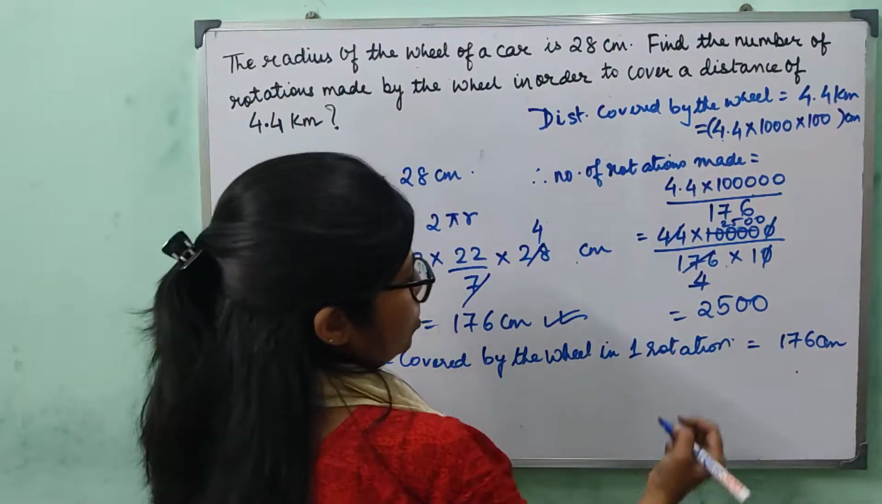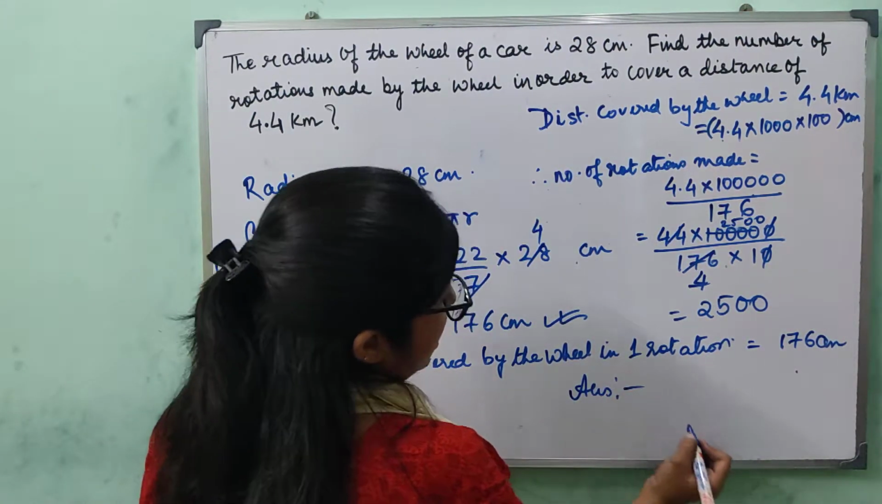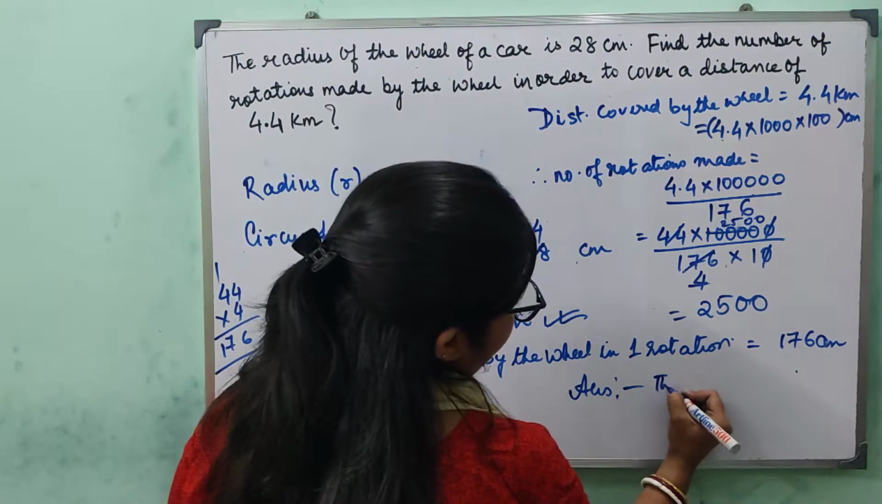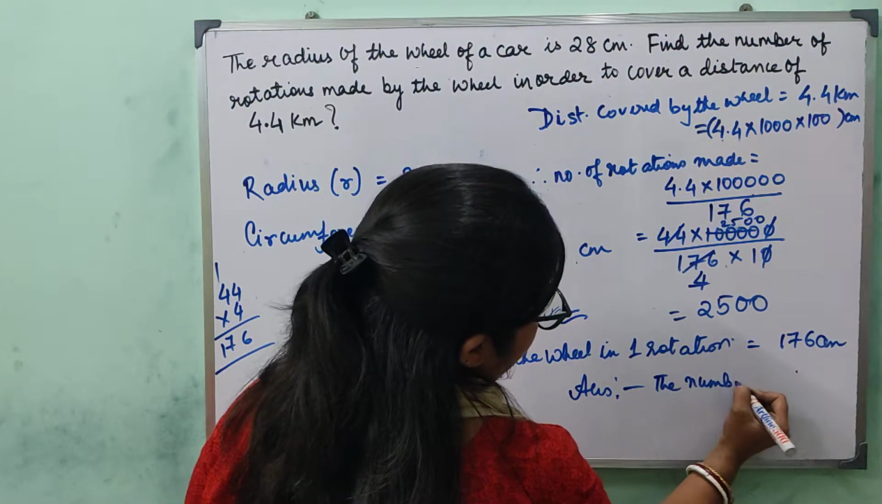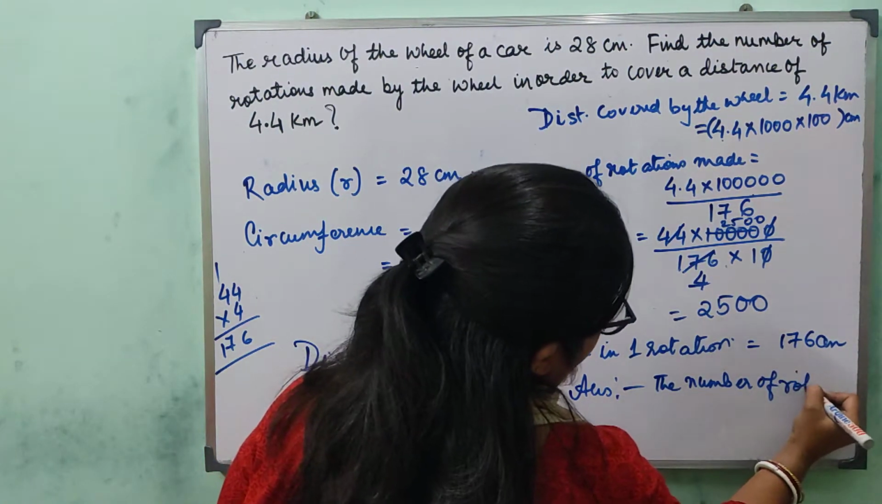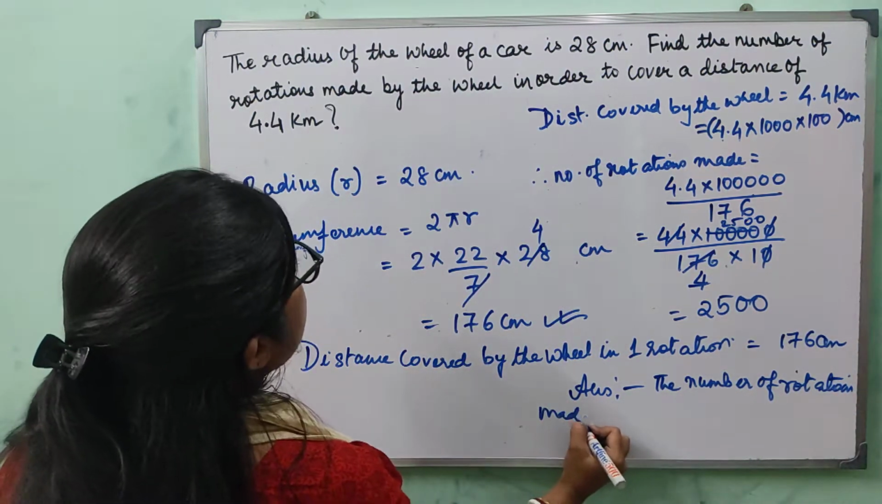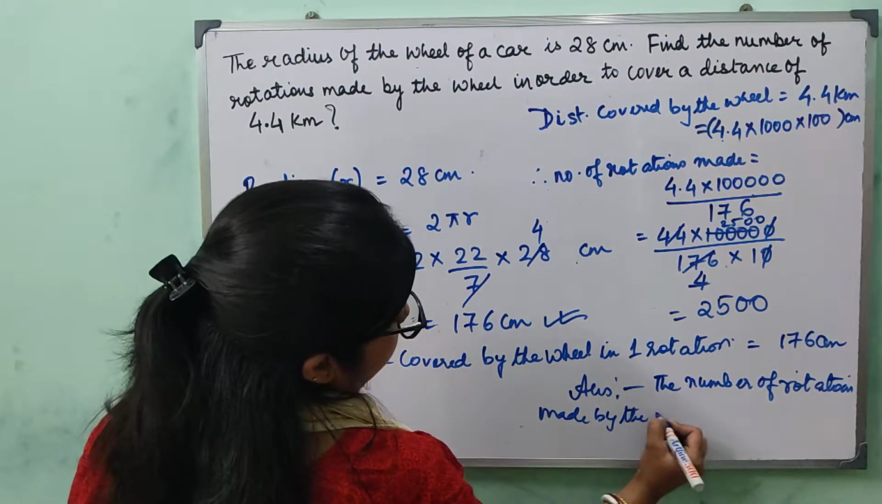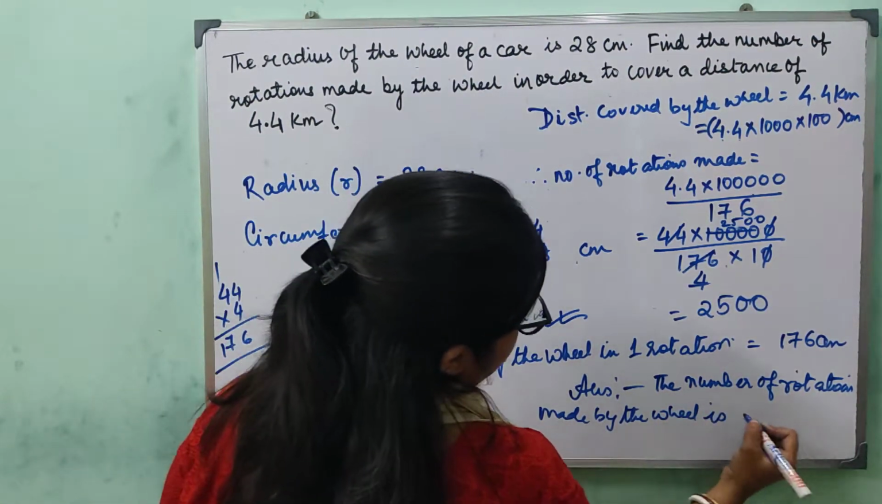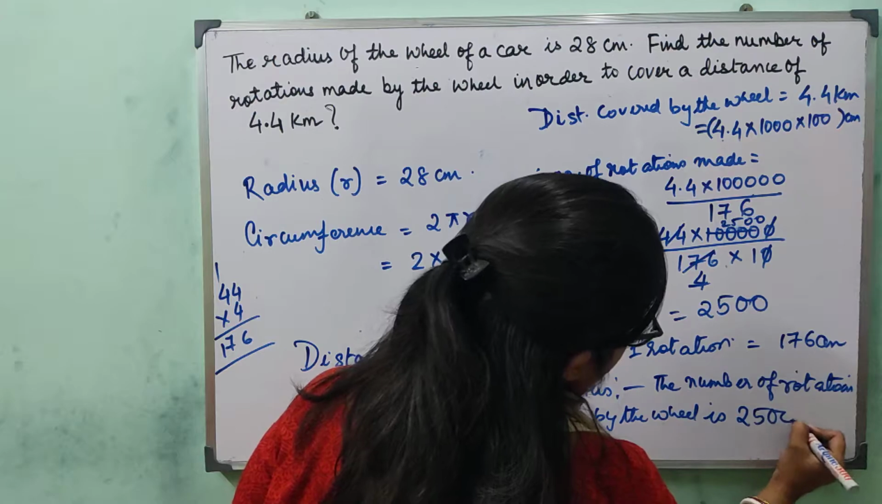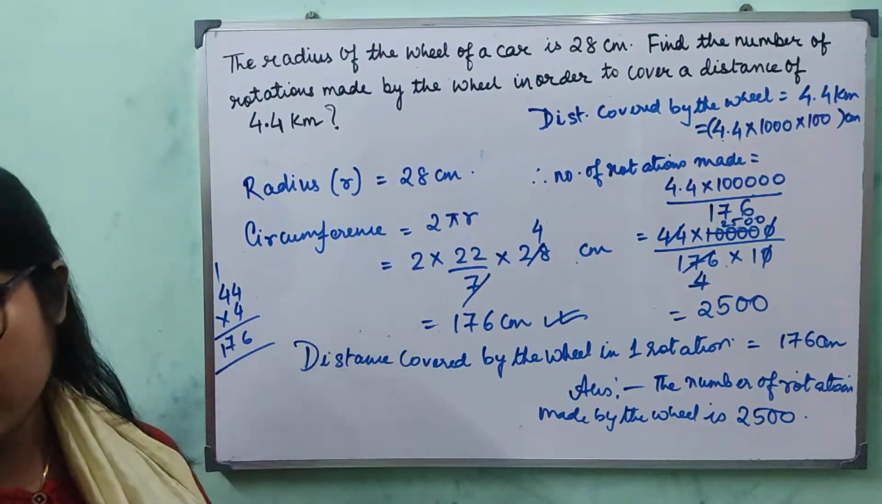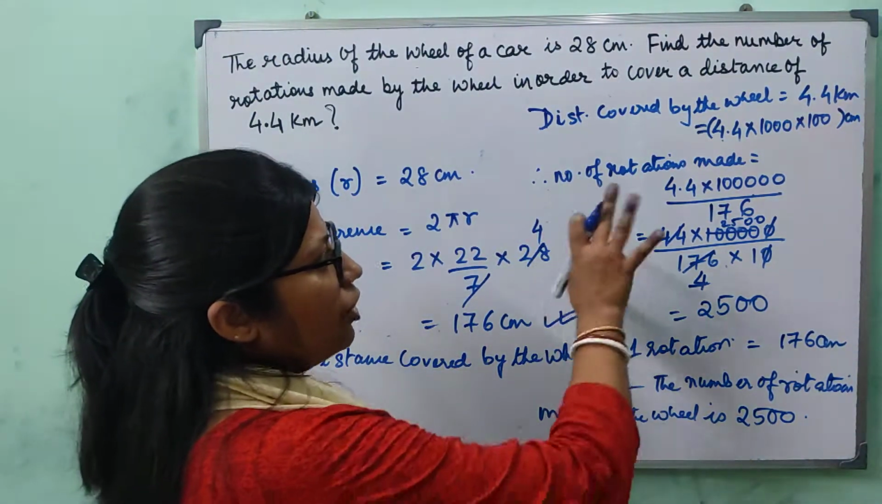So 2500. So your answer is the number of rotations made by the wheel is 2500. Alright, so what did we do actually?